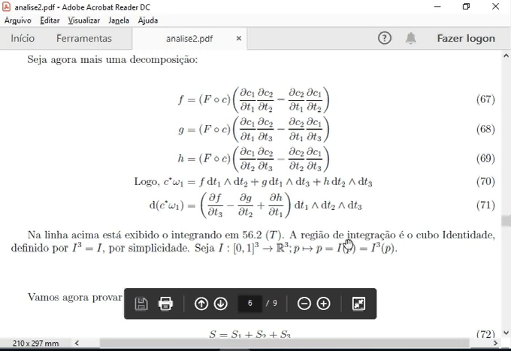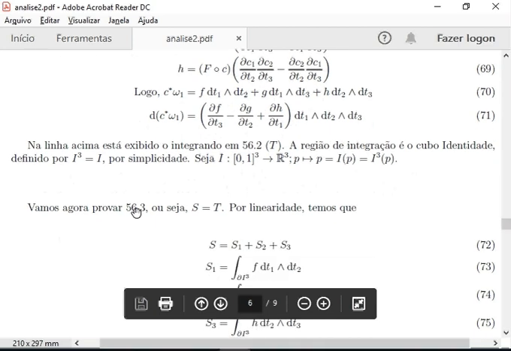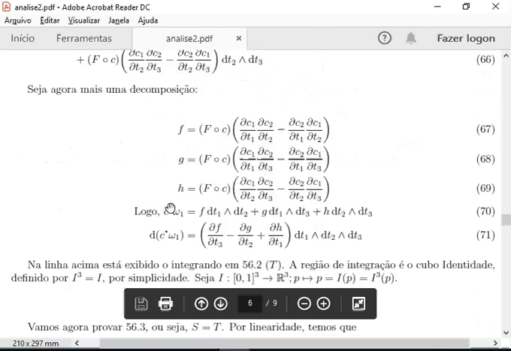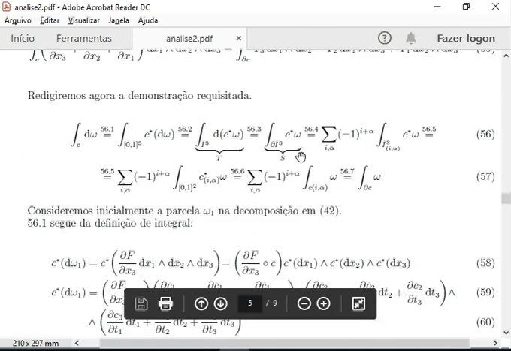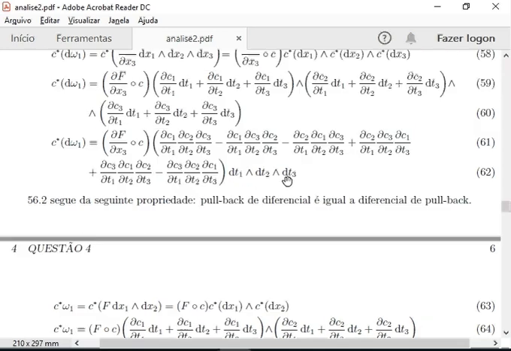What is the integration region? The identity cube defined by I3 equals I. We omit the 3 for simplicity. I from [0,1]^3 to R3 maps P to P. The identity of P, the identity 3 of P. We will prove that S equals T. Not now. Now we're going to prove 56.4.